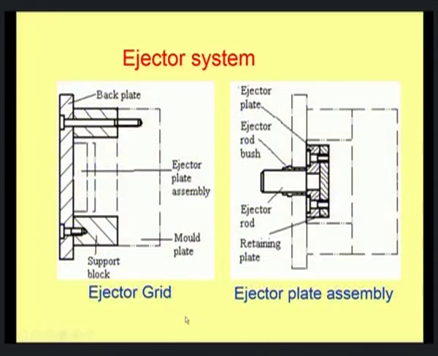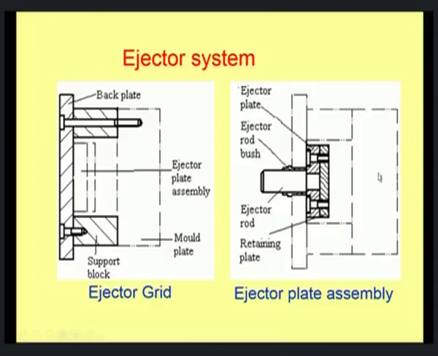So, the diagram shows a complete ejector system. First the ejector grid, which consists of a back plate followed by two support rectangular blocks, and in the space between them is the pocket like arrangement. This is where the ejector plate assembly is going to fit in. The ejector plate assembly is this. Once the mold is closed, this ejector plate assembly will get completely fitted inside this region.